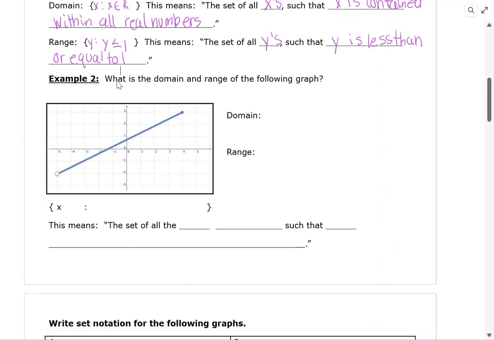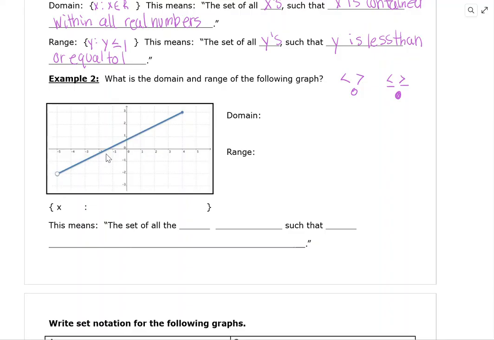All right, let's look at example 2. So what is the domain and range of this graph? So looking at this graph, the first thing I notice is I have an open circle and I have a closed circle. And we know with inequalities, if I have one of these two symbols, that is going to give us an open circle. And if I have these symbols, that gives us a closed circle. So we're going to have two different inequality signs when we're representing these domains and ranges.